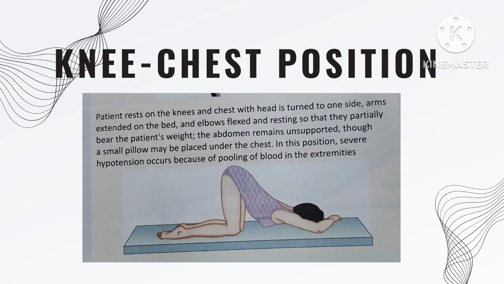The 13th important position is the knee chest position. In this, the patient rests on the knees and chest with the head turned to one side, arms extended on the bed and elbows flexed so that they partially bear the patient's weight. The abdomen remains unsupported, though a small pillow may be placed under the chest. In this position, severe hypotension can occur because of pooling of blood in the extremities. The uses are sigmoidoscopy and lumbar laminectomy.